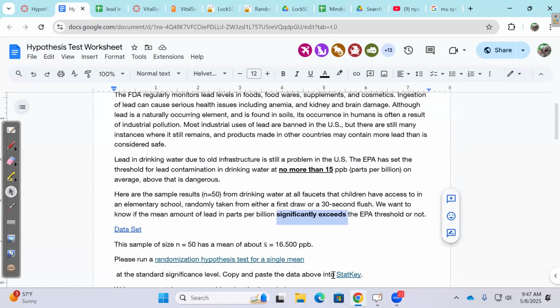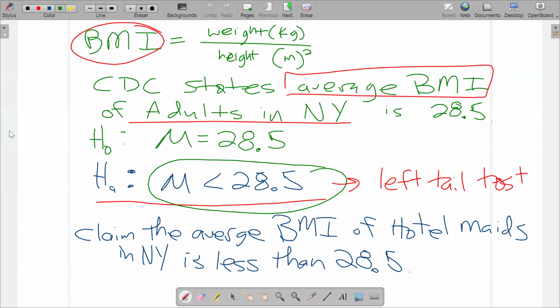Okay, so significantly exceeds means greater than, true? Greater than must be an alternative hypothesis. So that right there is giving me the alternative. Here they say no more than. What does no more mean? It means less than or equal to. That's got to be the null hypothesis. Okay, so this statement right here is giving me the null. This one right here is giving me the alternative.